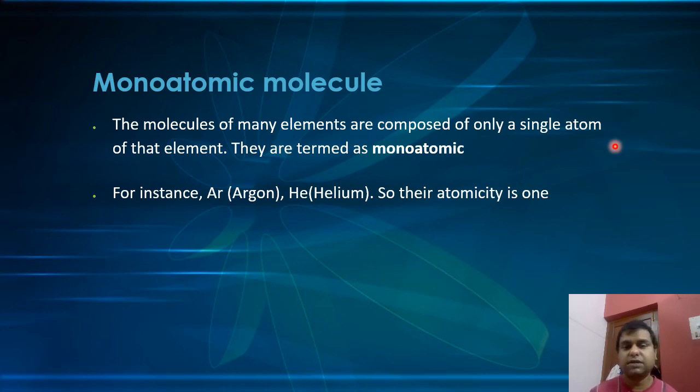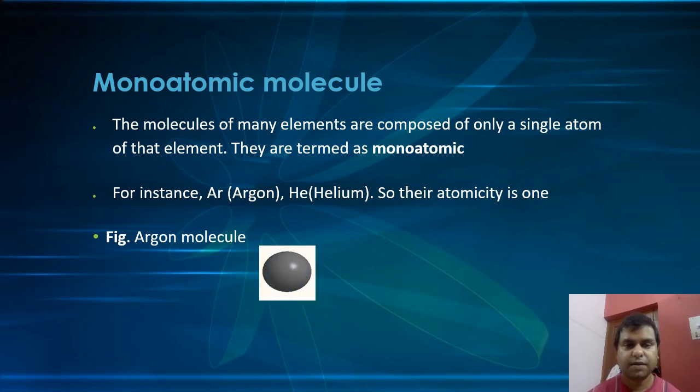Argon and helium are actually part of the noble gases, so they tend to be all by themselves. They do not form molecules. When a single atom is present by itself, it is called a monoatomic molecule. Mono means single, one, so monoatomic means single atom molecule. That's how an argon molecule will be all by itself.